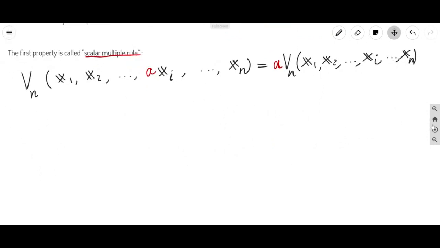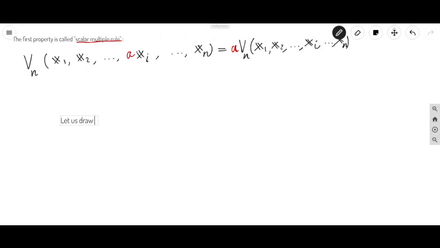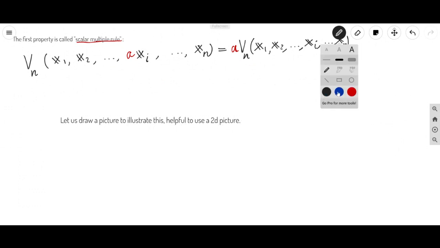The reason why this works, if you draw pictures, should be clear. So let me draw a picture to illustrate this. It will be helpful to use a two-dimensional picture, but the same idea works for a three-dimensional picture. So let's suppose you have two vectors. Let's call this one x. It's your vector x. And then you have another vector over here. Let's call it y. This is your vector y.